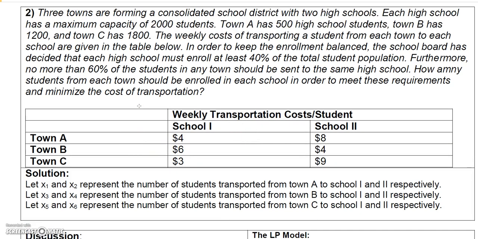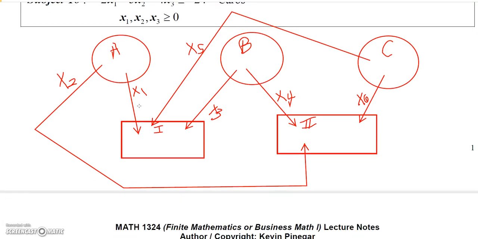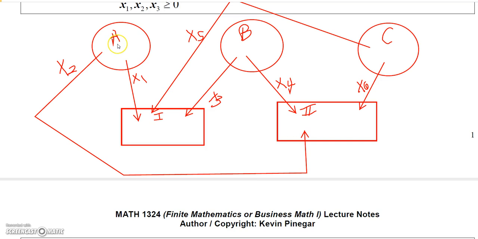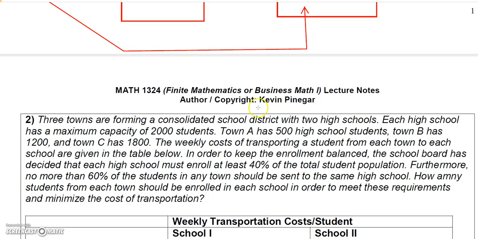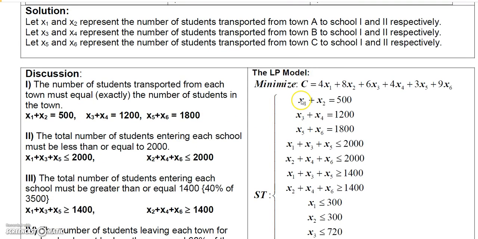Now, one of the things that we have to do here in this problem, we're going to introduce equal to constraints, because we have 500 students in town A, 1,200 students in town B, and 1,800 students in town C. And in this case, we want to make sure that the students that we transport from town A add up to exactly 500. And we want to make sure the students that we transport from town B add up exactly to the 1,200 students that are there, and the students transported from town C add up to exactly the 1,800 students that are in town C. So that will give us 3 equal to constraints. x1 plus x2 equals 500, that's the students from town A. x3 plus x4 equals 1,200, the students from town B. And x5 plus x6 equals 1,800, and that's the students from town C.